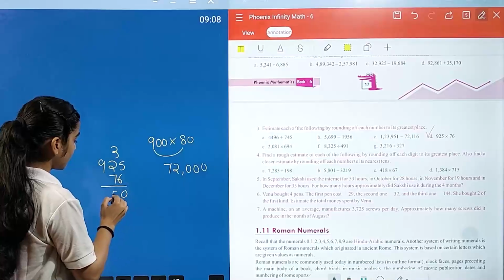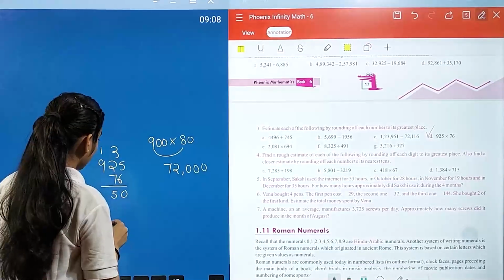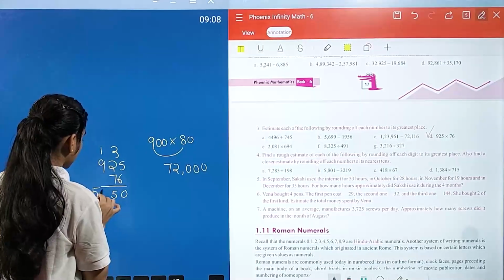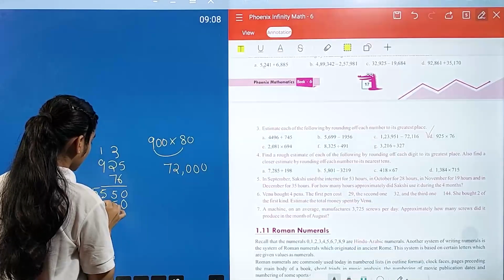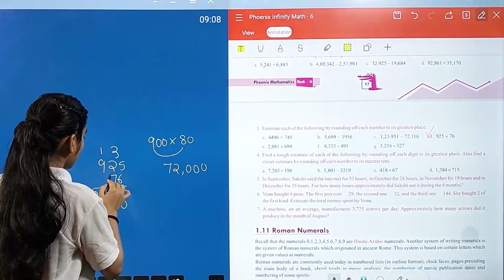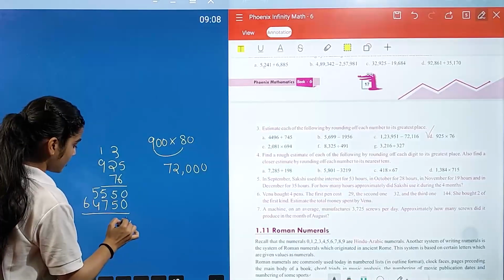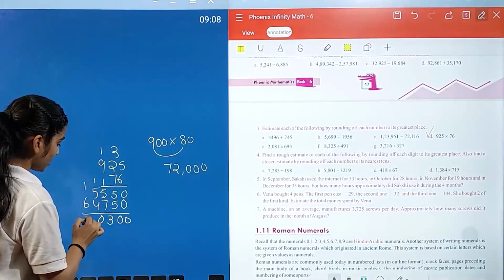6 2s are 12, 15, 1, 6 9s are 54, and 54 plus 1 is 55. 0, 7 5s are 35, 3, 7 2s are 14, 7, 1 and 9, 7 9s are 63, 1, 64. So we have 0, 10, 1, 12, 13, 1, 10, 1, 7.